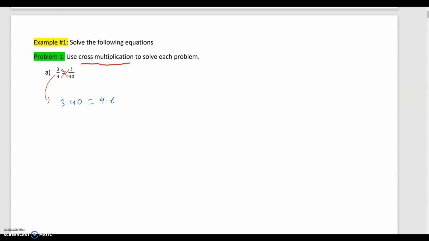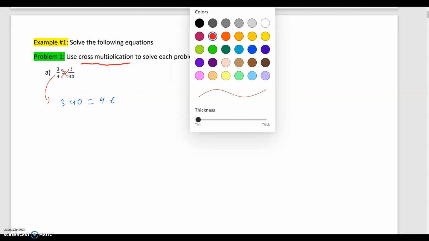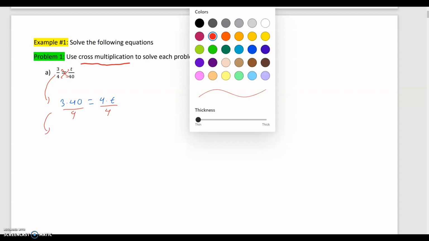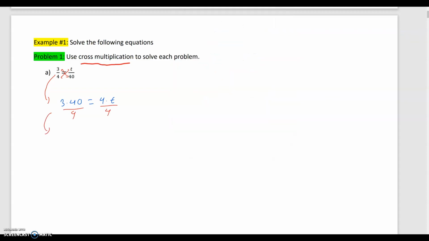Now, the advantage of cross multiplication is that from having a fraction equaling another fraction, you can express it as no longer fractions. And then what we could do here is divide by the 4s. And then we end up with 3 times 40 over 4 is equal to t. We just have to technically multiply, and we've solved the problem.